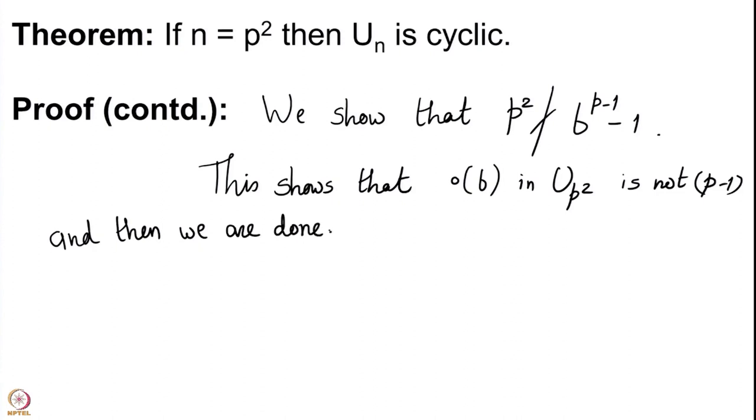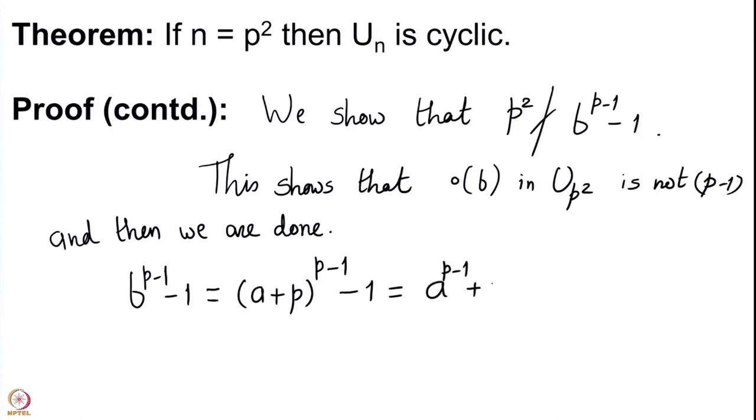So, we now need to only compute this: b^(p-1) - 1. Remember, b is a + p. Now we apply the binomial theorem, which will give us a^(p-1) + (p-1) a^(p-2) p + ... The last term will be p^(p-1), and finally we have -1.